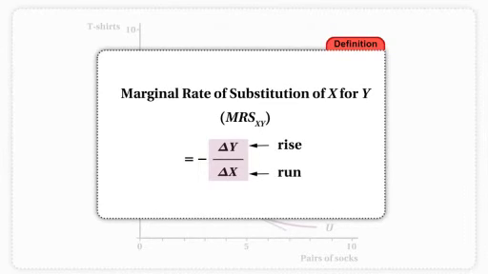Thus, MRS of X for Y is the negative of the slope of the indifference curve at a particular point. The reason we include the negative sign is just to make the marginal rate of substitution a positive value. For instance, we would have to give up the good on the y-axis to get more of the good on the x-axis.